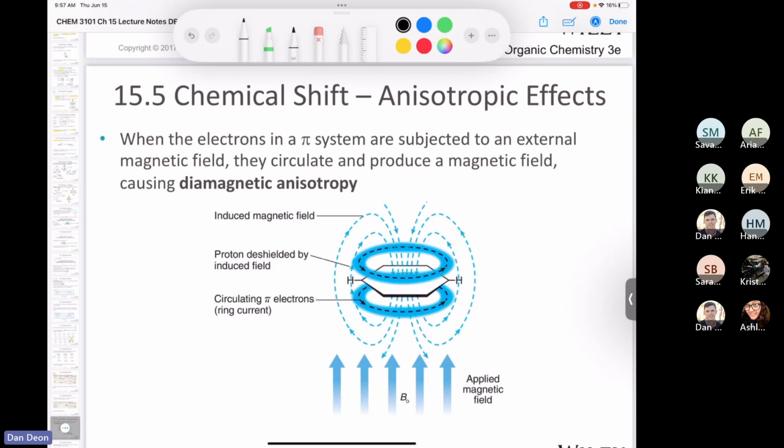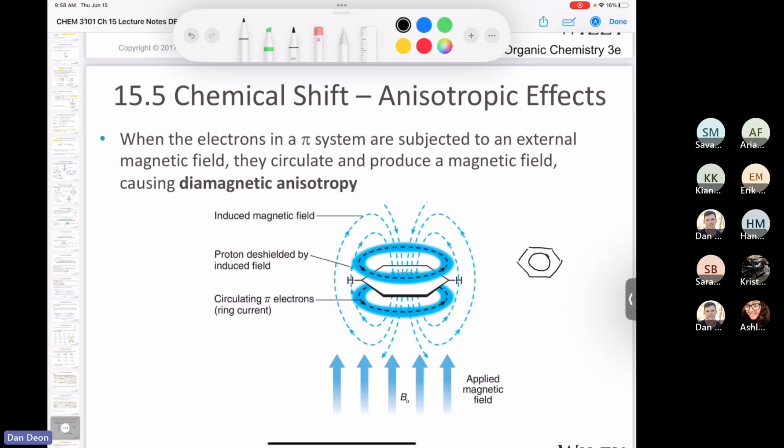It's called diamagnetic anisotropy. It says if you have a pi system, so that means an aromatic ring, you know how we draw the aromatic ring like this with all 3 pi bonds? You can also draw an aromatic ring like this with a circle inside to show that all of those pi electrons are being shared because you have a continuously overlapping system of p orbitals in an aromatic ring.